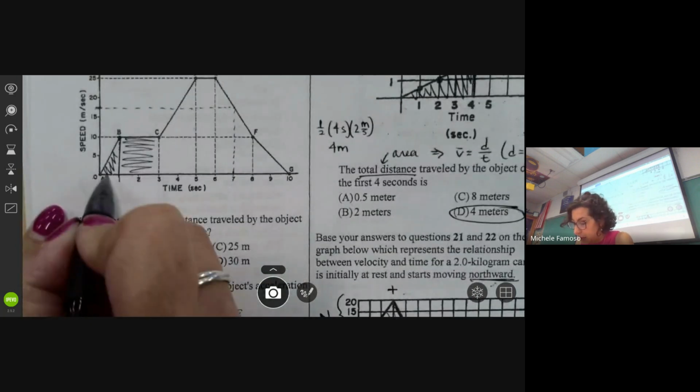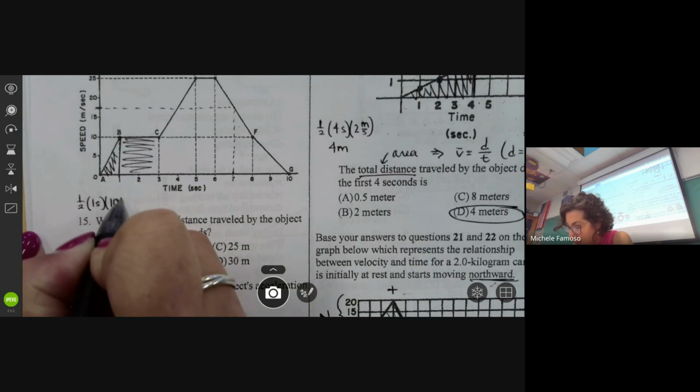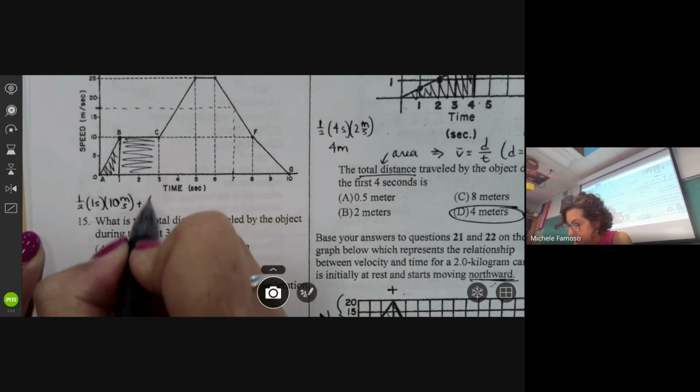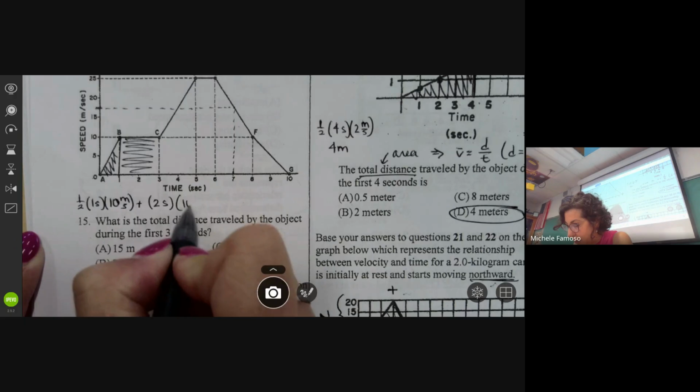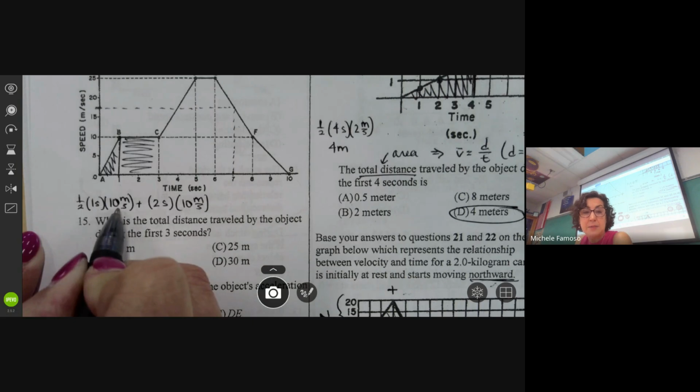So let's start with the area of the triangle. That would be 1/2 of 1 second times 10 meters per second. And then I'm going to add that to the area of the rectangle, which has a base of 2 seconds and a height of 10 meters per second. 1/2 of 1 is a half. A half times 10 is 5.